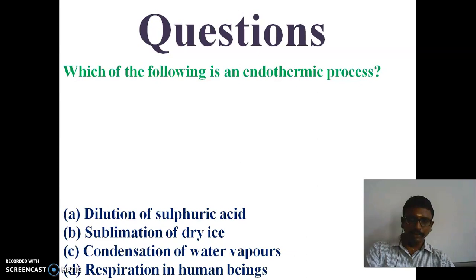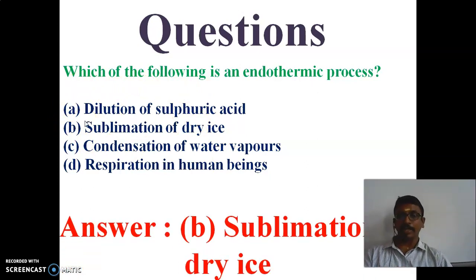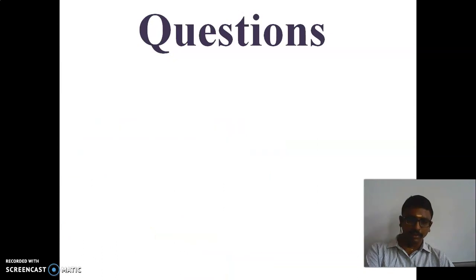And next question is, which of the following is an endothermic process? That is dilution of sulfuric acid, sublimation of dry ice, condensation of water vapors, respiration in human beings. So in that, where will the heat be absorbed? The heat will be absorbed in sublimation of dry ice.